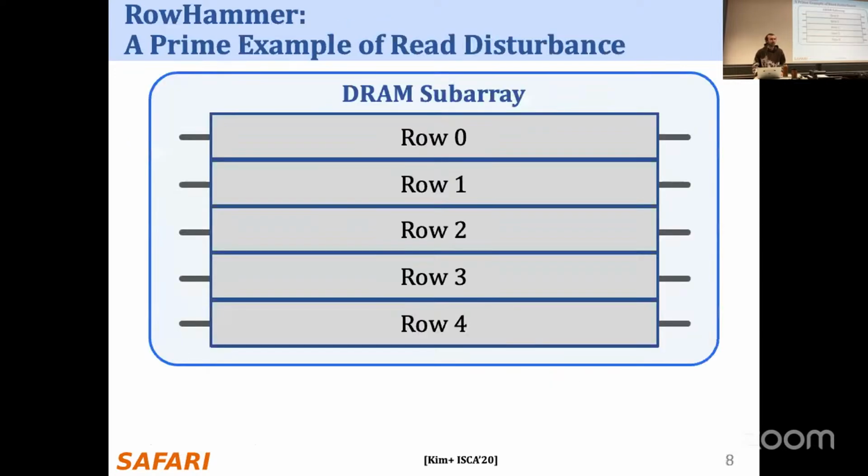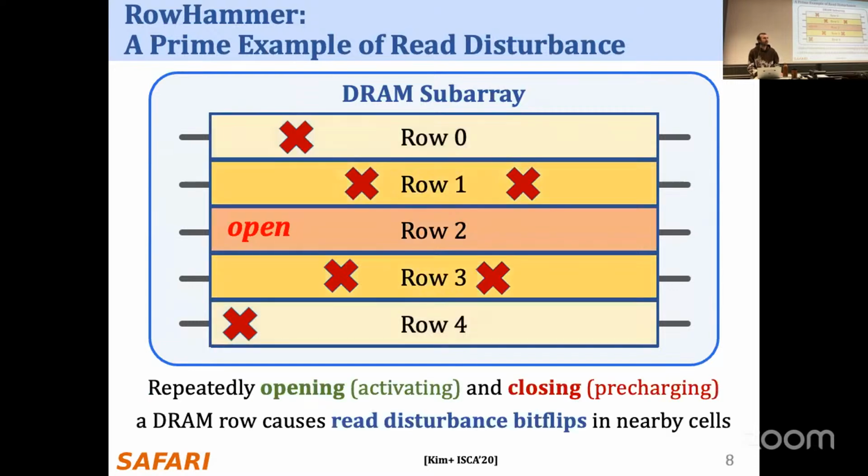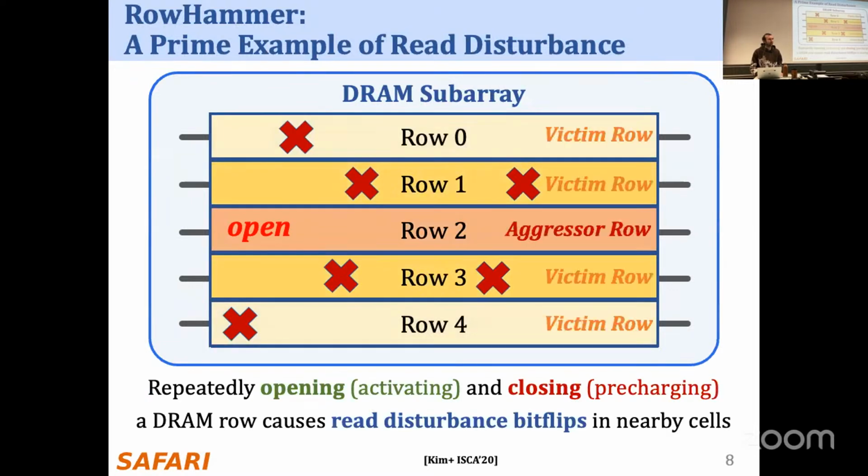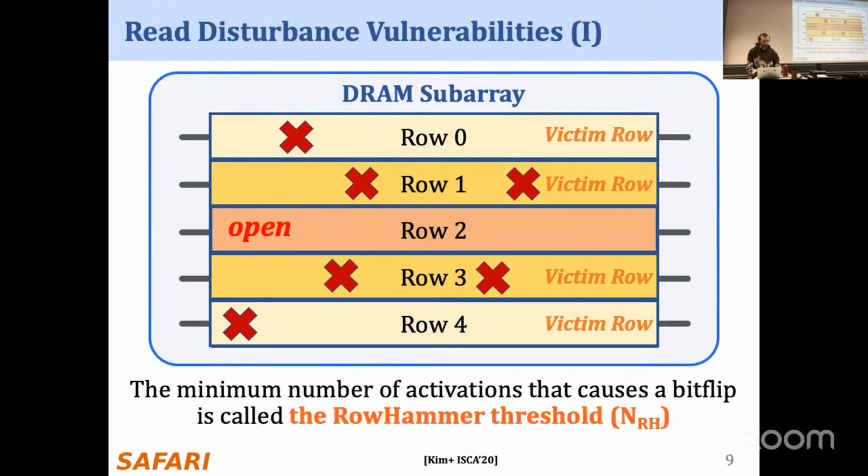DRAM is accessed at a row granularity, and today this access is not perfect, as it is vulnerable to read disturbance. Here I show a prime example of read disturbance called RowHammer, where repeatedly opening and closing a DRAM row induces bit flips in the nearby DRAM cells. In RowHammer terminology, we refer to the repeatedly activated row as the aggressor row, and we refer to the nearby rows that observe bit flips as the victim rows. We also denote the minimum activations necessary to induce the bit flip as the RowHammer threshold, or NRH.